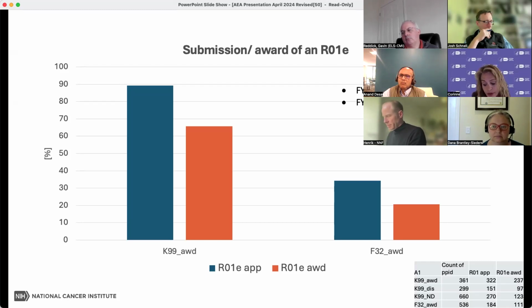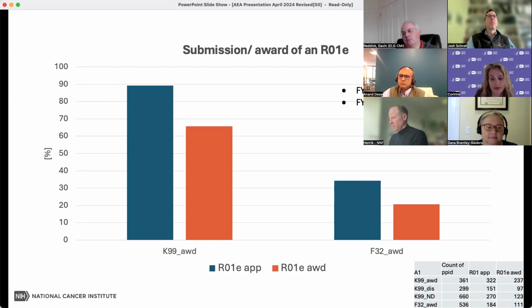In this slide, we compared them to the F32s. You can see that the K99 awardees had the highest likelihood of obtaining at least one R01 equivalent award during the analysis period, at 65.6%, and the F32 awardees had only 20.7%. So again, this is a percentage of the applications. The awards received are a percentage of the applications. Next slide, please.